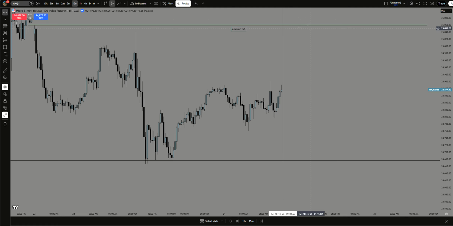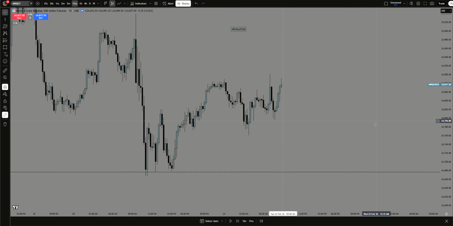knowing that I have this fair value gap up here, as far as, not fair value gap, I'm sorry, this new week opening gap up here as a target if we do shift and go back that direction.